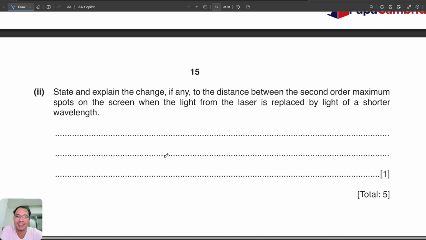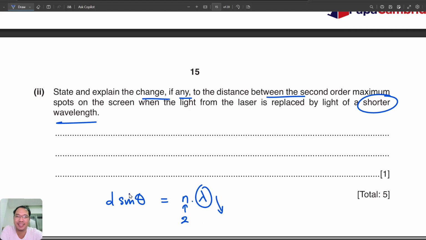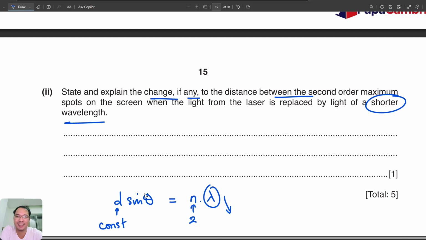State and explain the change, if any, to the distance between the second order maximum spots on the screen when the light from the laser is replaced by light of shorter wavelength. The formula that we use is d times sine theta equals n, which is 2 in this case, multiplied by the wavelength. When we use a shorter wavelength, lambda decreases. Of course, d is a constant. The sine of theta also decreases, meaning that the angle will be less than 51 degrees.